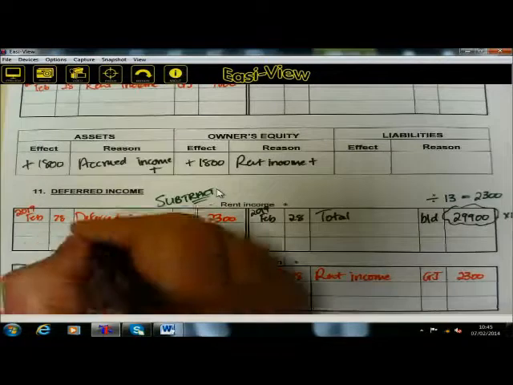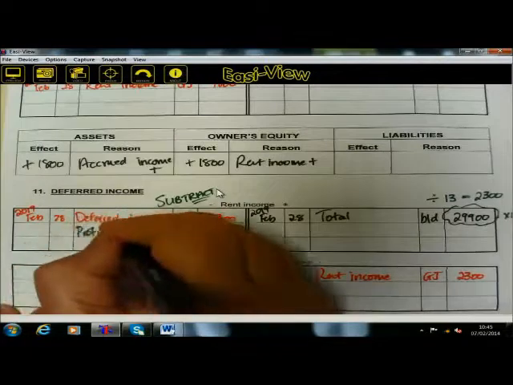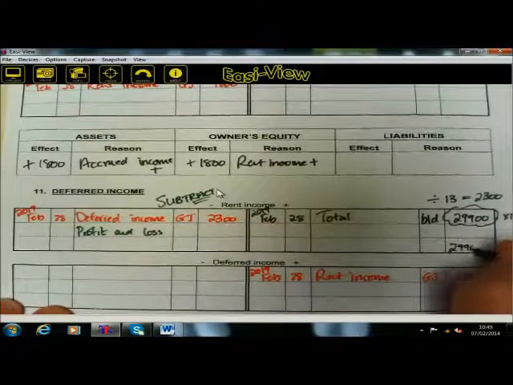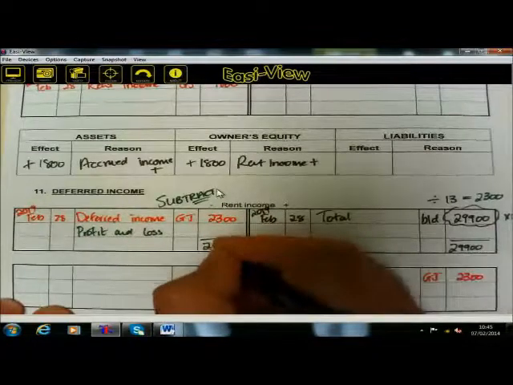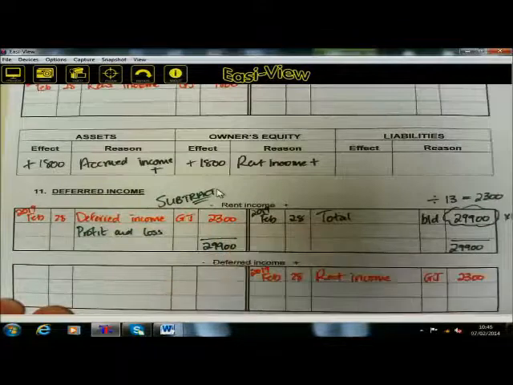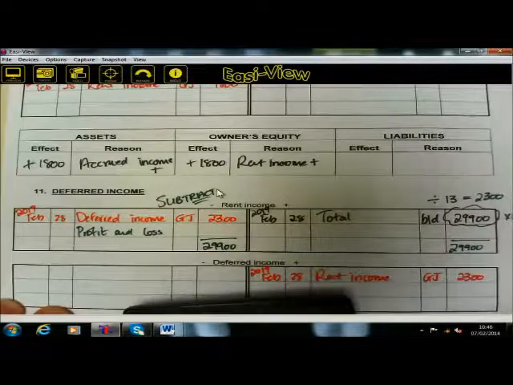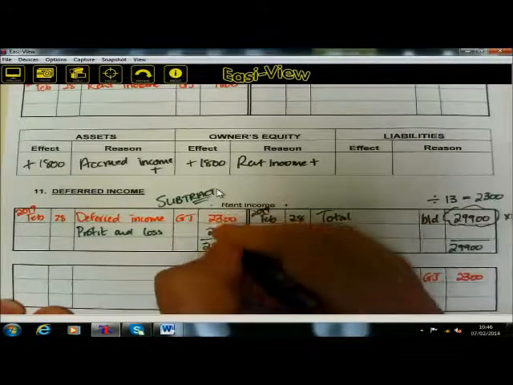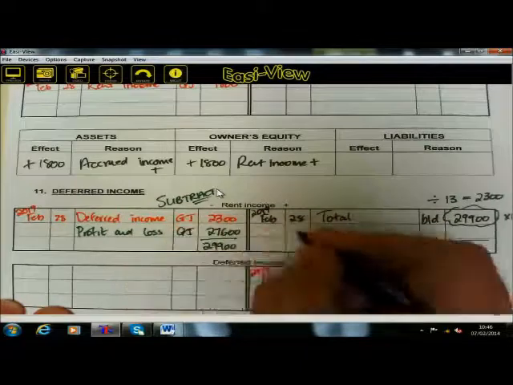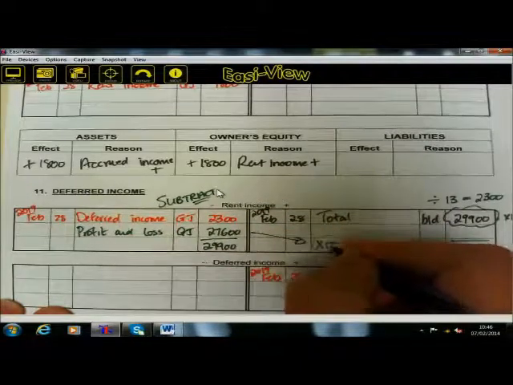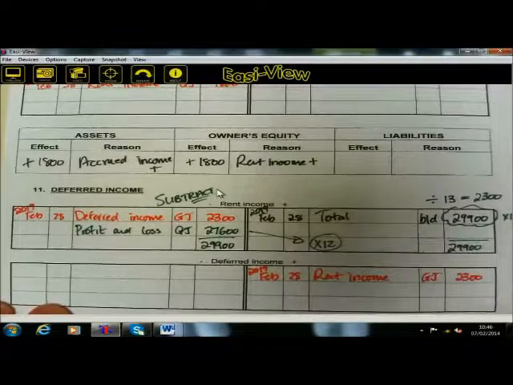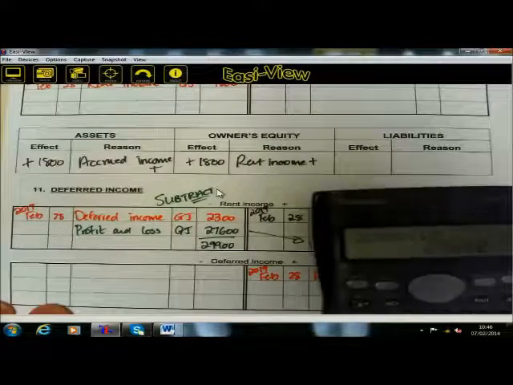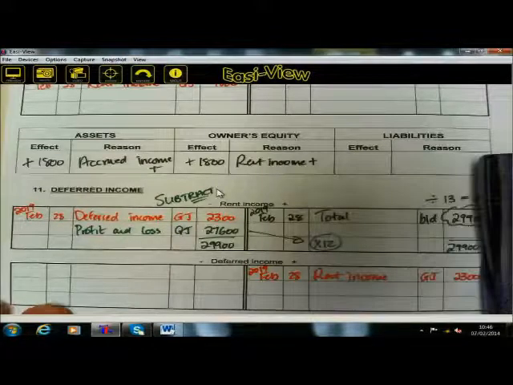Okay, what are we going to do with the nominal account? We are going to close it off to the profit and loss as 29,900 minus 2,300. 29,900 minus 2,300 gives you 27,600. And that is equal to 12 months rent. 2,300 times 12 gives you 27,600. And that's what we want to do.